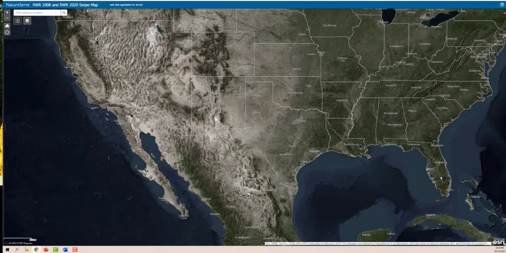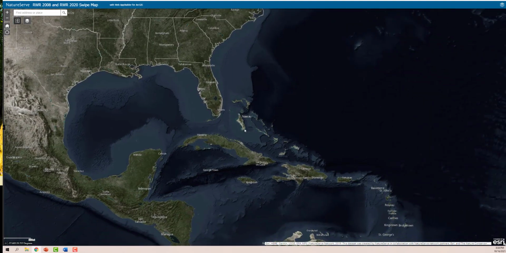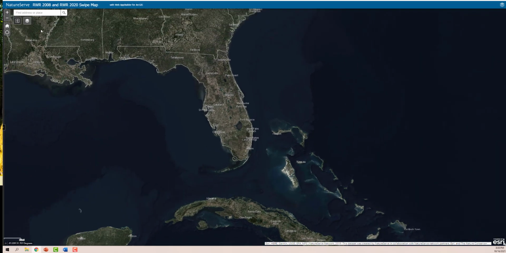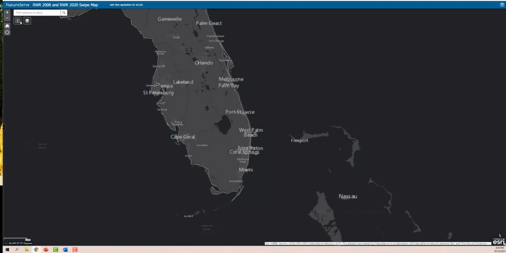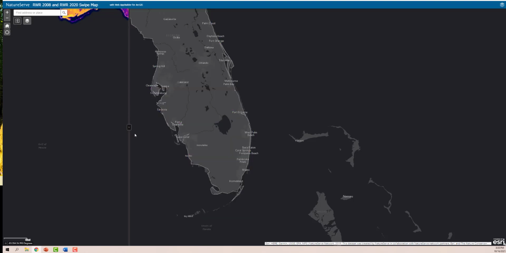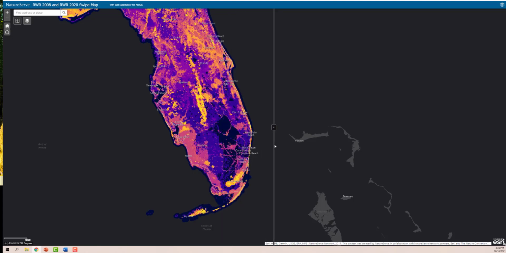I'll show you one more area of the United States, and so I'm going to zoom in here to the Florida region that has a lot of swamp. And if we use our swipe tool, there we have a representation in black and white of Florida. And now when we make that layer visible by moving our swipe tool across the area, you can see the different regions that have different priorities for conservation.